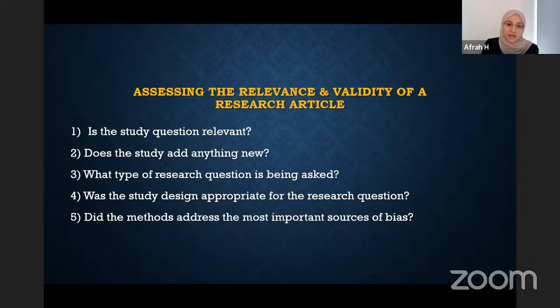Assessment of the relevance and validity of a research article. Generally, there are 10 questions. First one, is the study question relevant? Does the study add anything new? What type of research question is being asked? Was the study design appropriate for the research question? Did the methods address the most important source of bias?